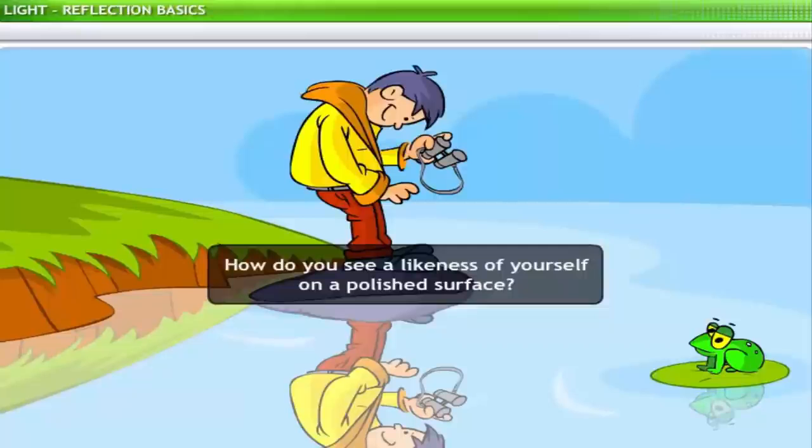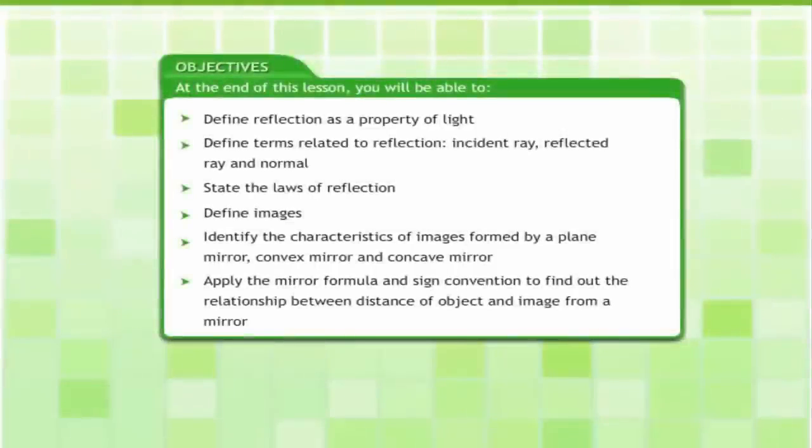on your eye lens. At the end of this lesson, you will be able to define reflection as a property of light, define terms related to reflection, incident ray, reflected ray and normal, state the laws of reflection, define images, identify the characteristics of images formed by a plane mirror, convex mirror and concave mirror. Apply the mirror formula and sign convention to find out the relationship between distance of object and image from a mirror.